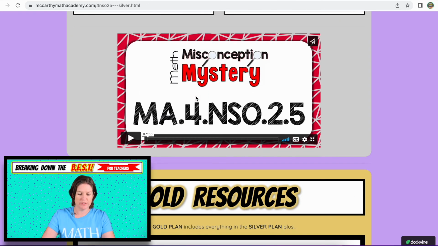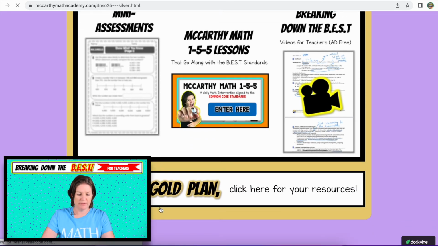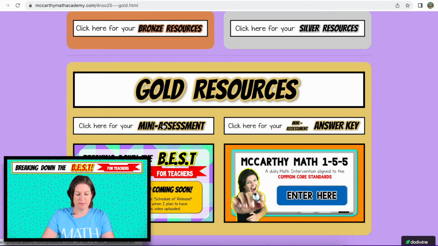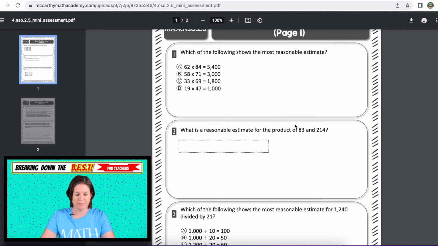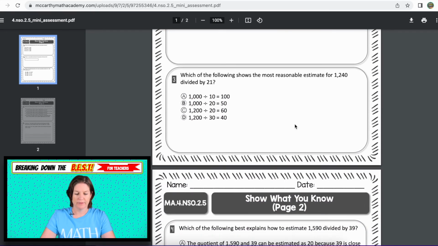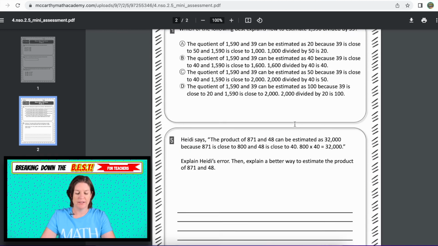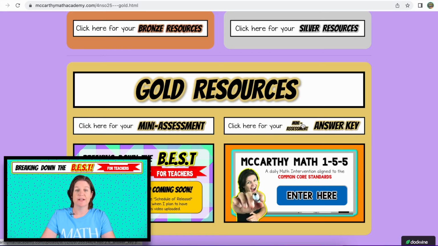That's your silver resource. And of course you have your answer keys here. Then for your gold, if you have the gold membership, you have access to a little bit more. You have the mini assessment, the ad-free version of this episode right here, breaking down the B.E.S.T, and McCarthy Math 155. I'll show you there in just a second, but let me just show you a sneak peek at the mini assessment. Okay, so you can see the variety of question types, and you also have the answer key ready for you right there.